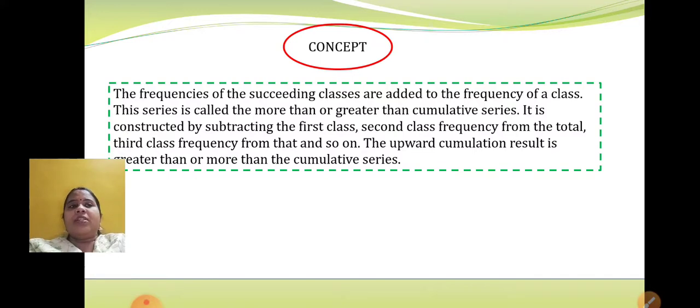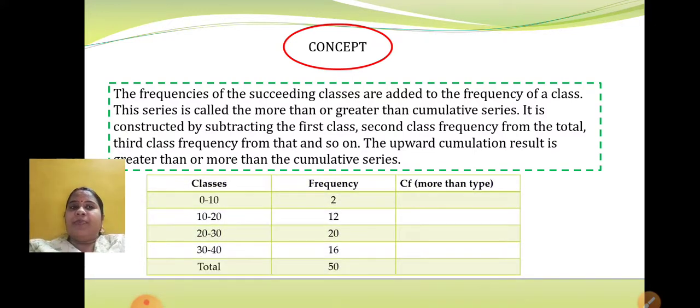Now I'll explain the statement again with the help of an example. Just have a look here. Classes are given to you: 0 to 10, 10 to 20, 20 to 30 and 30 to 40. These are all continuous classes. Frequencies are given as 2, 12, 20, 16 and the total of this frequency is also specified at the end, that it is 50.